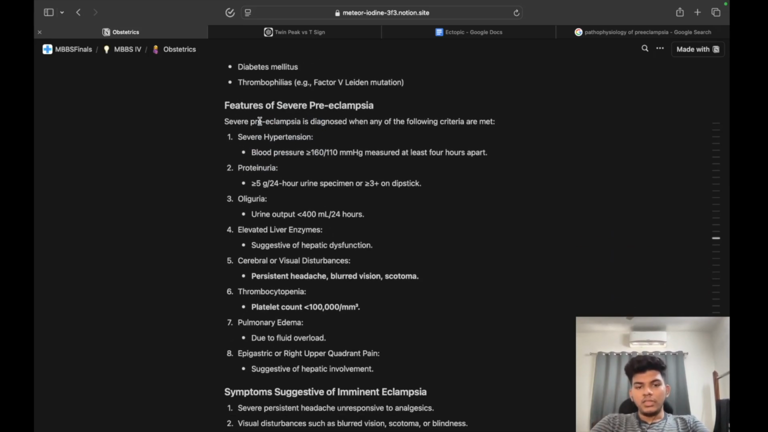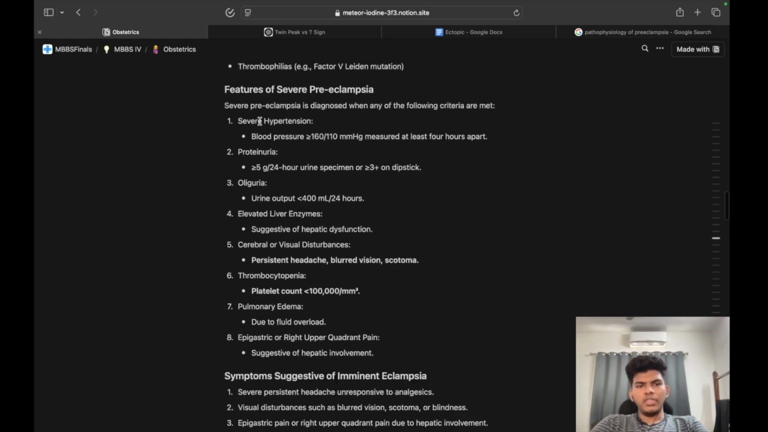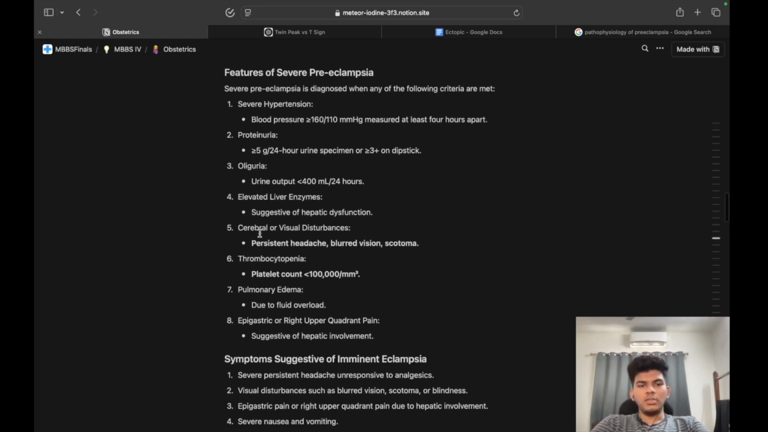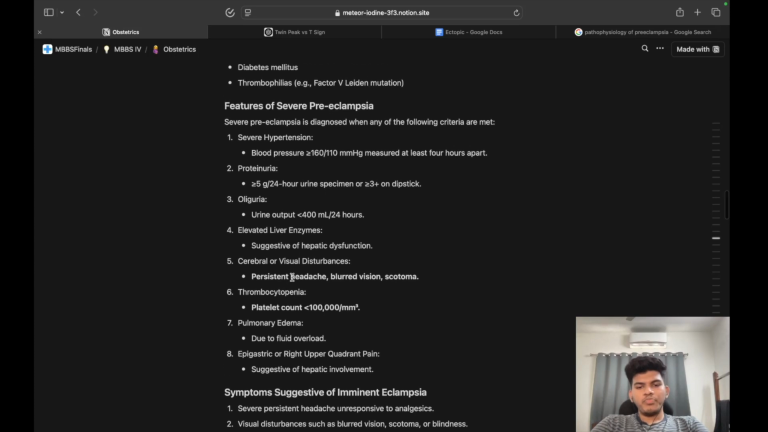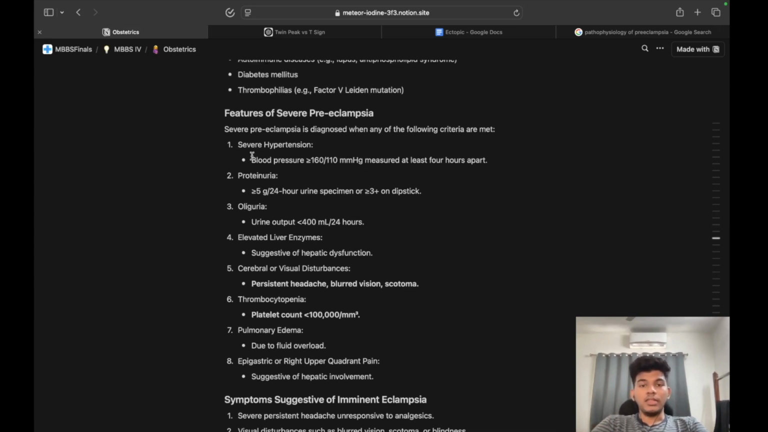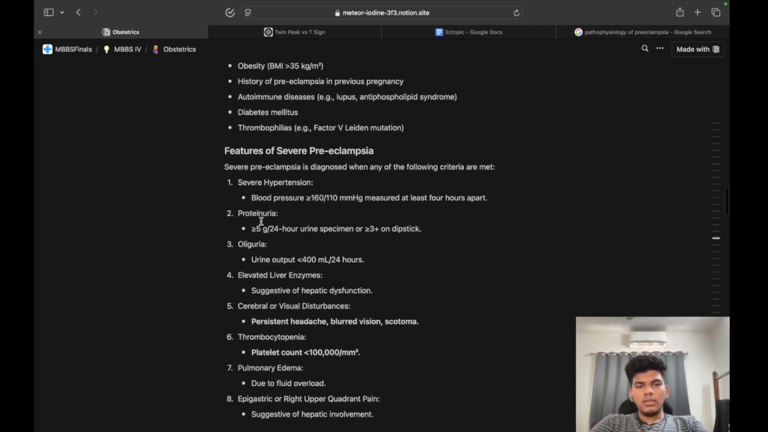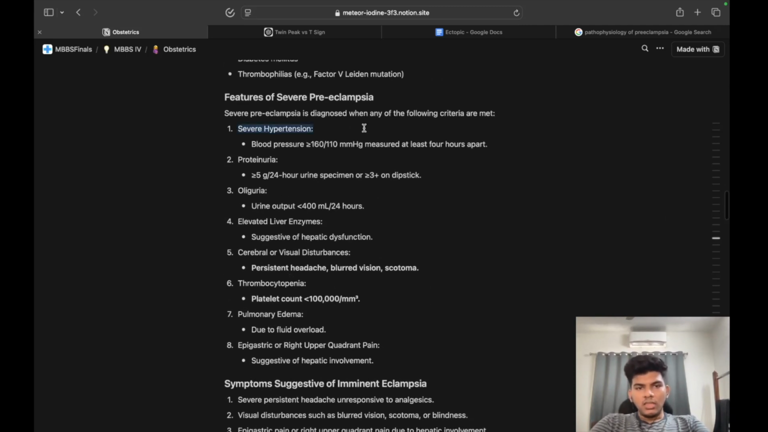Coming to the clinical features. We are looking at specific criteria. When any of these criteria are met, it is termed severe preeclampsia. For that we need severe hypertension, which is greater than 160 over 110 mmHg, measured at least 4 hours apart. That is one. Proteinuria greater than 5 grams per 24-hour urine specimen, or greater than 3 plus on dipstick. That is another one.